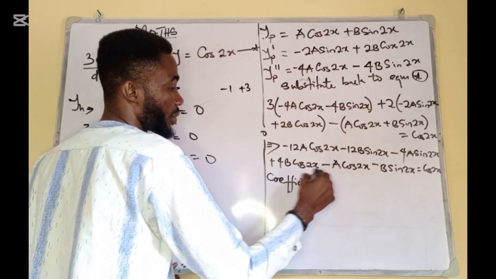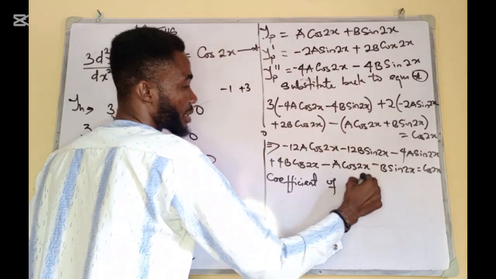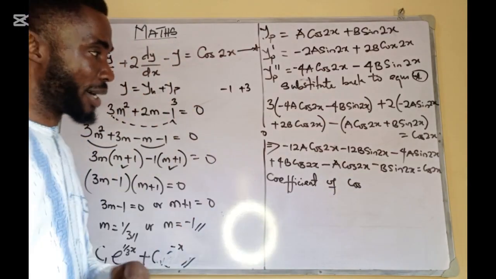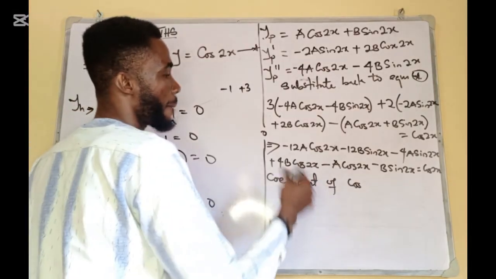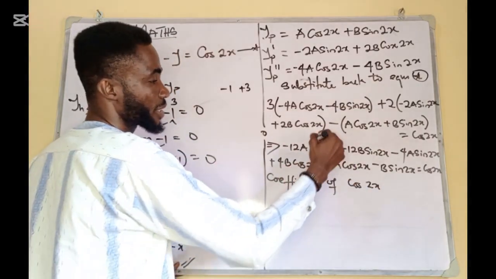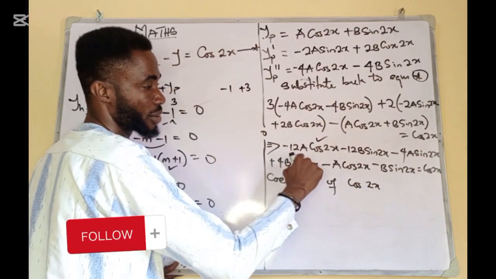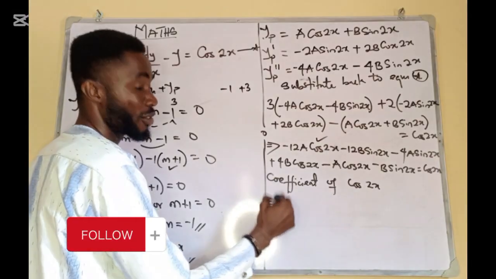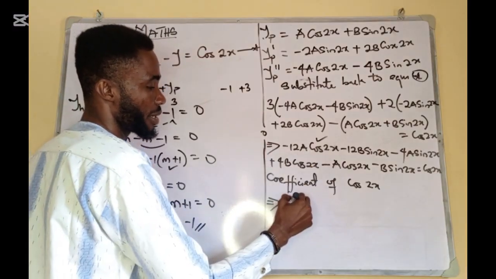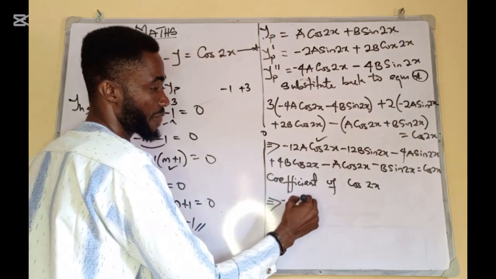The coefficient of what? Of cos. Then also of what? Of sine. Okay, now you can say of course 2x rather. Now let's pick here. What do I have here? The coefficient of this cos here is what? It is minus 12a. So this implies the coefficient of cos now is minus 12a.